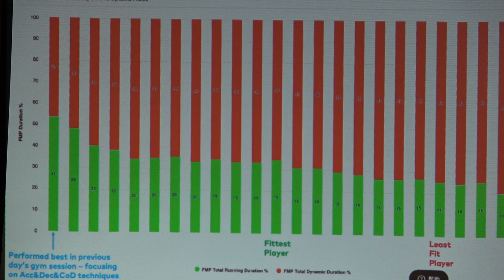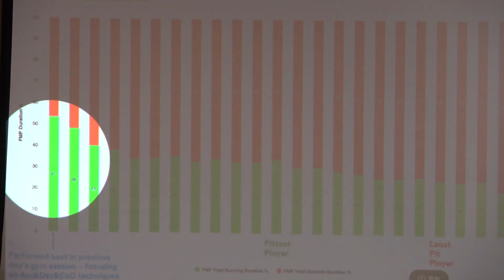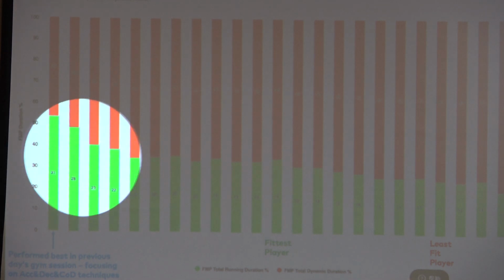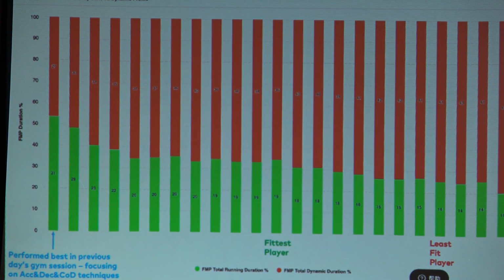So then I ranked this whole team. So the one that has the most time spending on straight line running here. Actually, I was talking with the coach, and the coach says, "Okay, actually, this player was the one who had the best change of direction technique."